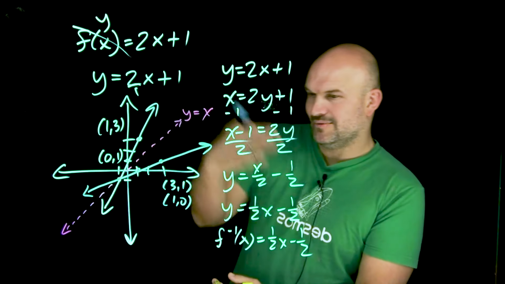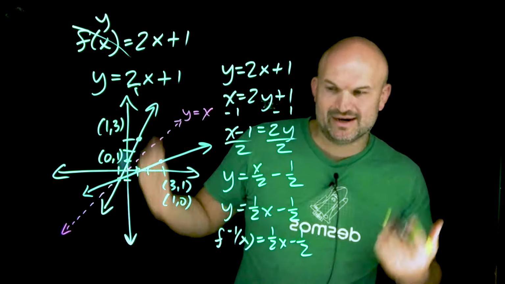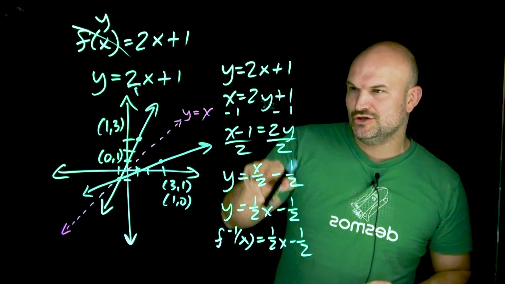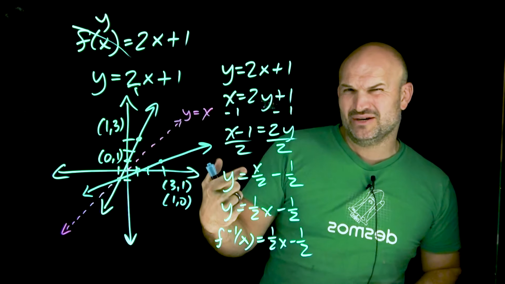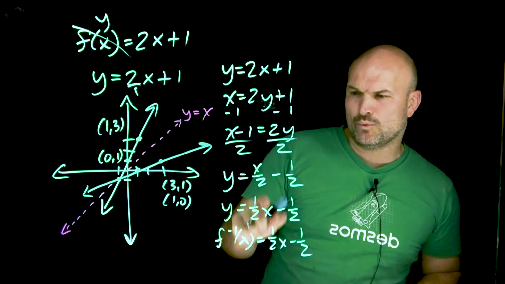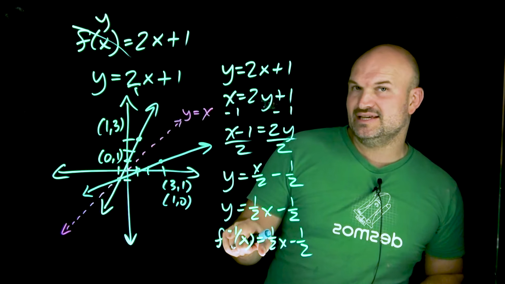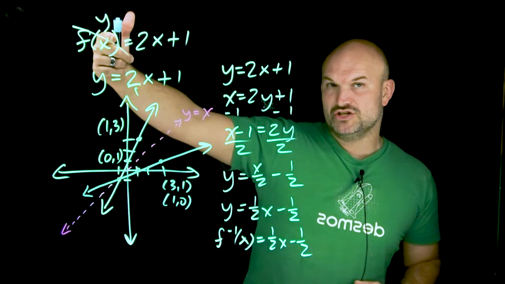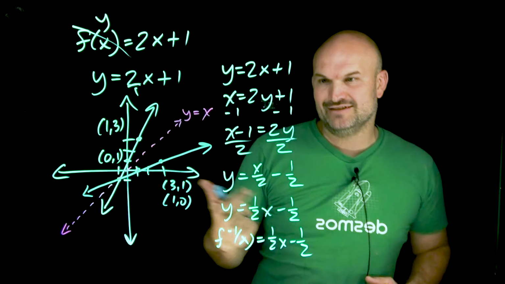Okay, so I went ahead and did a couple steps here. I swapped the y over to the left-hand side because that's how we want to write the equation. And then I distributed this 2 into both of these terms. But rather than writing 1x over 2, I said, no, we don't really write those equations like that. We write it as a 1/2 x and then minus a 1/2. And then you can see I used the inverse notation because if this is our function f of x, well, we need to make sure that when we're representing the inverse, we're using the inverse notation.